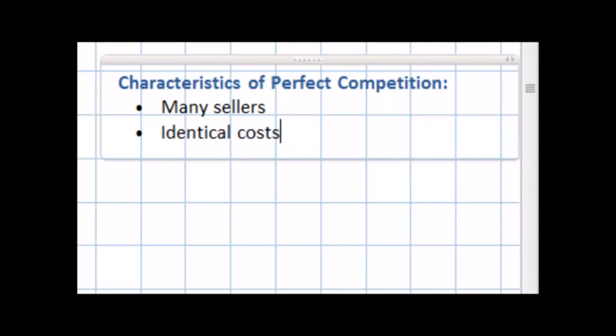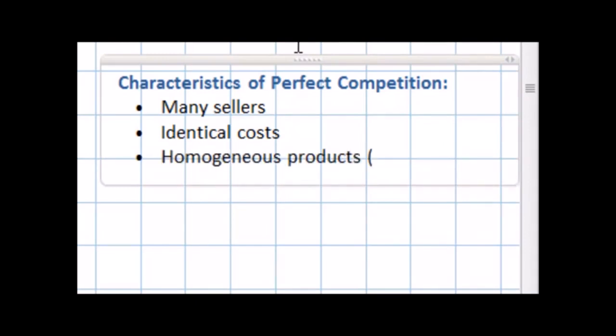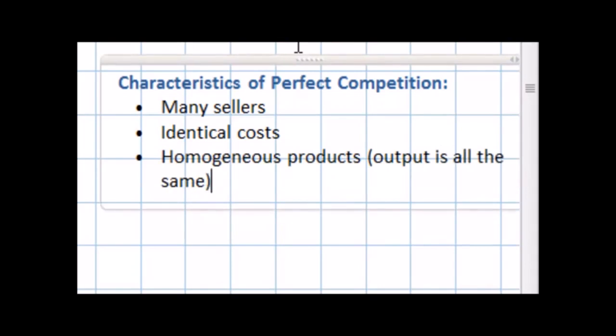This is a very broad assumption. We're assuming that there is no different levels of costs among the sellers in a perfectly competitive market. In addition to facing identical costs, perfectly competitive firms have homogeneous products. In other words, the output is all the same. Every firm sells an identical product to every other firm. Next, perfectly competitive markets have low entry barriers.